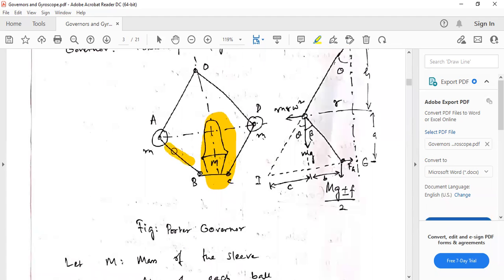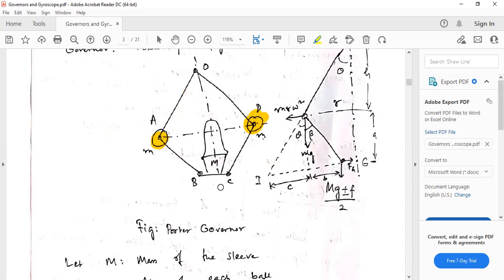These are the spindles. Sorry, this is the spindle. This is the arm. At the sleeve part we have a heavy mass M. You can see this if you search on the internet. There are two balls, and the balls are connected in this manner. The balls have a mass of small m, and this part has a mass of capital M.